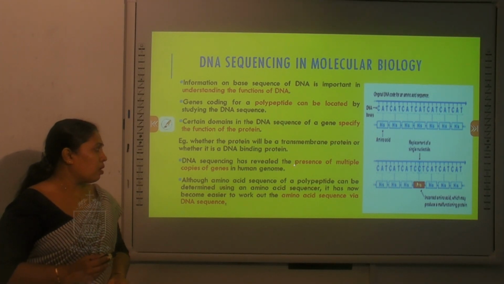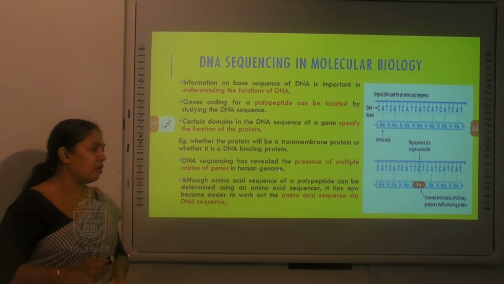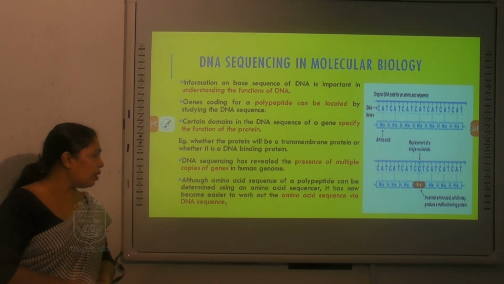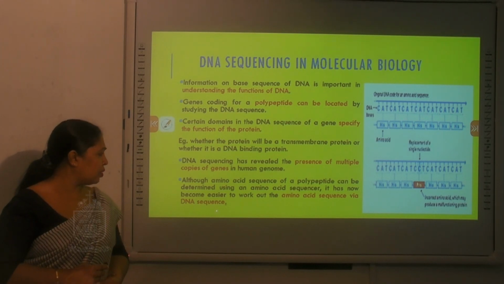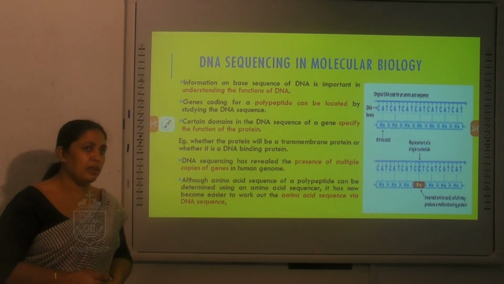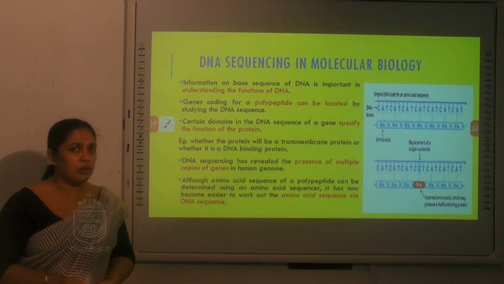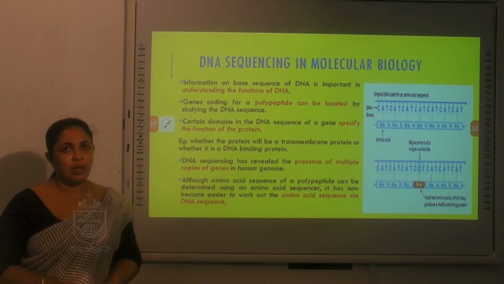Also, the presence of multiple copies of DNA we can deduce after typing it using DNA sequencing. And also, it is easy to get the amino acid sequence using DNA sequencing, because now we know which codons are coding for a particular amino acid.